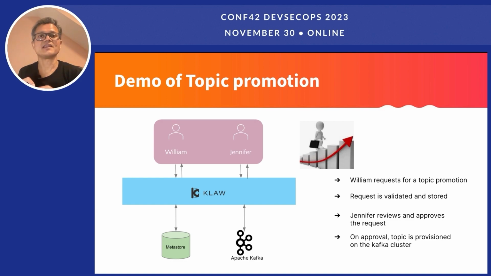Now this will create a promotion request that your teammates can review, approve, or decline. The topic overview will show the environments of the topic where it is configured, including the environment to which you want to promote the topic. Now in the demo here, William requests the topic promotion. The request is validated and stored, and another user who belongs to the same team is going to approve the request. On approval, the topic is promoted to the next environment.